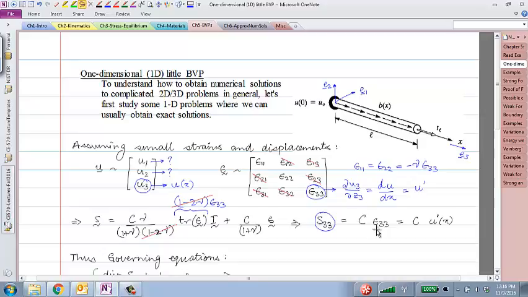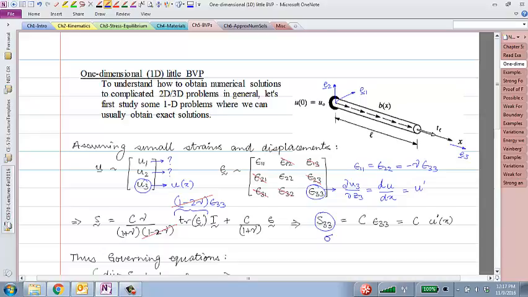the uniaxial test. In the uniaxial test case, the only non-zero component of stress was S33, but the strain was not just this one non-zero. These two are also non-zero because of lateral contraction. So this is the same relationship that we had for the uniaxial test, and all I'm doing is replacing the strain with E times U prime. This was the strain times Young's modulus, which gives me the uniaxial stress. I'm also going to denote this stress sometimes with sigma. S33 I'm going to call sigma.